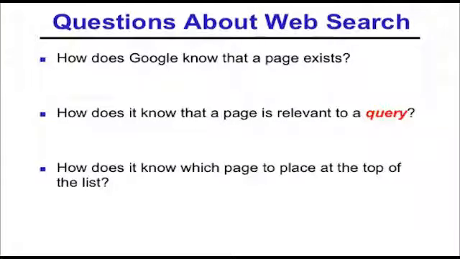In particular, how does Google know that the page exists? How did Google know about my homepage? And when I typed my name, how did Google know that this page is relevant to the query? And finally, when it found all the pages relevant to the query, how did it decide which page should come first? When I type computer science Waterloo, there's a ton of pages that talk about computer science and a ton of pages that talk about Waterloo. How does it know to give me the exact right page first?